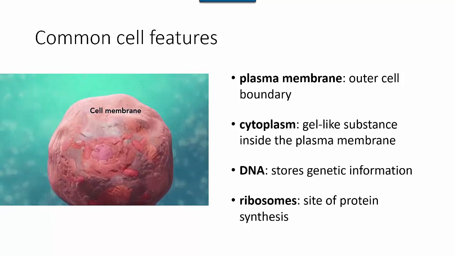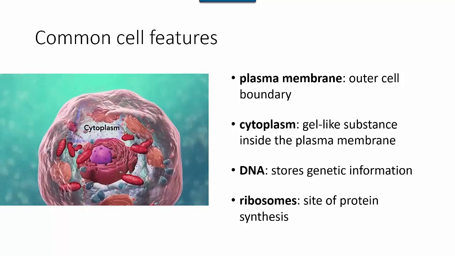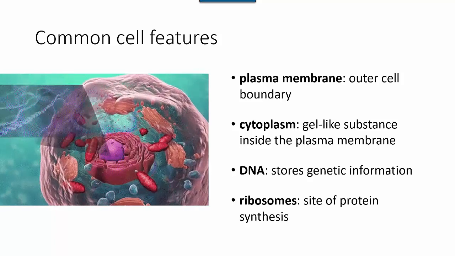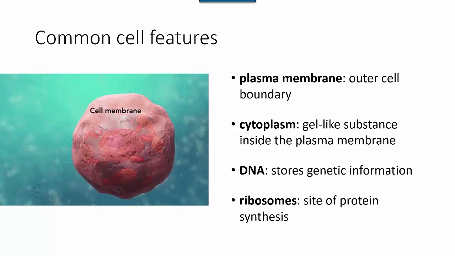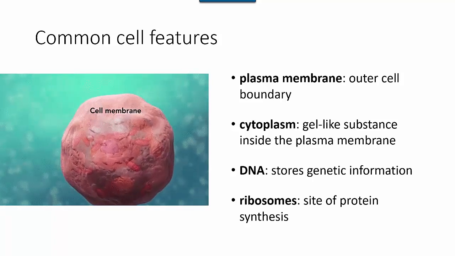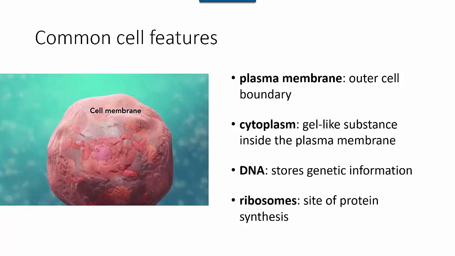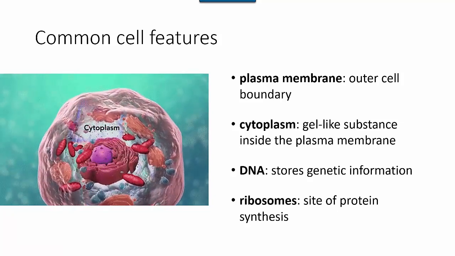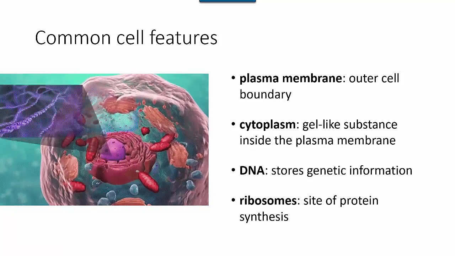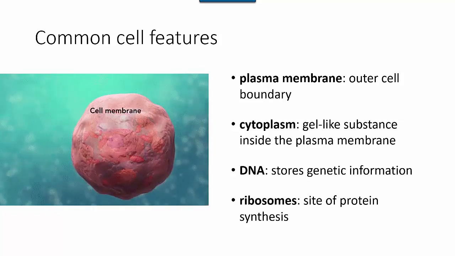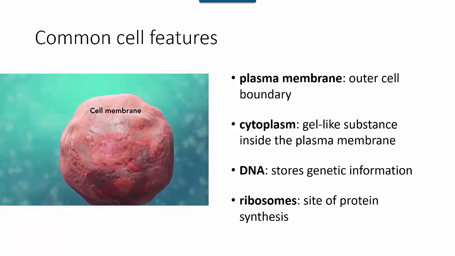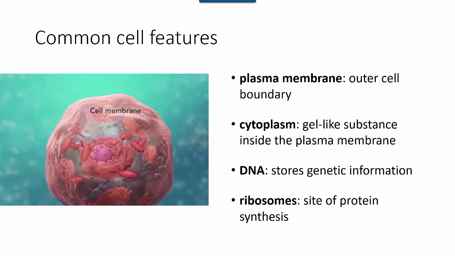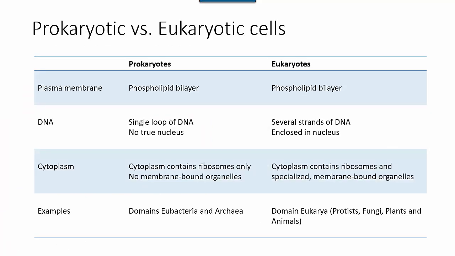The plasma membrane, also known as the cell membrane, forms the outer boundary of the cell. Within the plasma membrane is a gel-like substance called the cytoplasm that surrounds the other cell contents. For all cell types, these contents include DNA for storing genetic information and a number of small structures called ribosomes responsible for making proteins. The two main cell types are called prokaryotic and eukaryotic cells.